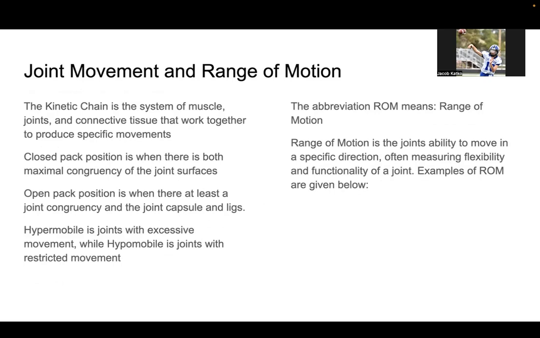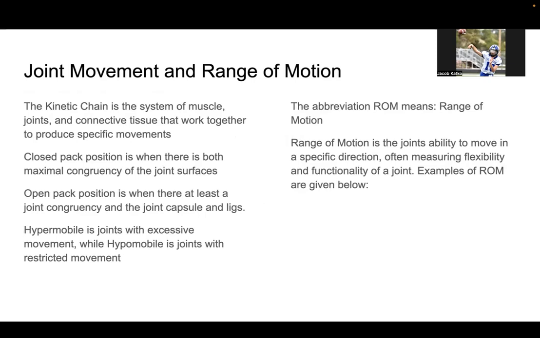Joint movement and range of motion. The kinetic chain is the system of muscles, joints, and connective tissue that work together to produce specific movements. Closed pack position is when there's maximal congruency of the joint surfaces. Open pack position is when there is at least joint congruency in the joint capsule and ligaments. Hypermobile is joints with excessive movement, while hypomobile is joints with restricted movement.